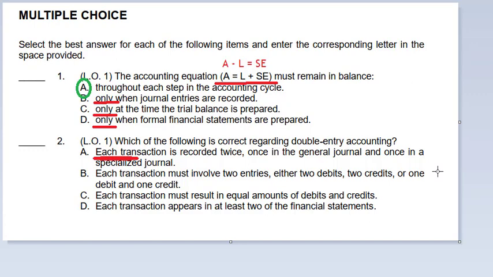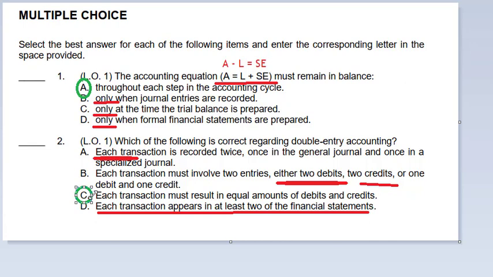B, each transaction must involve 2 entries. So far, so good. Either 2 debits. What it's saying over here is that our entry has 2 debits? No. Our entry has 2 credits? No. Or 1 debit and 1 credit, which works. So B doesn't work. C, each transaction must result in equal amounts of debits and credits. Yes, that is the correct answer. D, each transaction appears in at least 2 of the financial statements. That is just so weird that you shouldn't even be reading this and wasting your time. And so the answer is C, that each transaction must result in equal amounts of debits and credits.